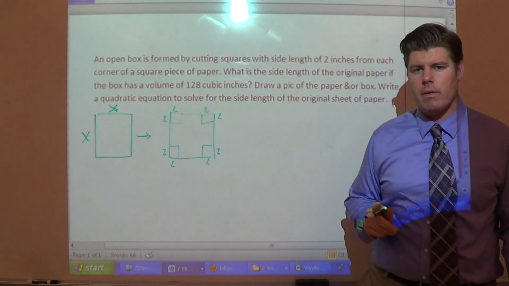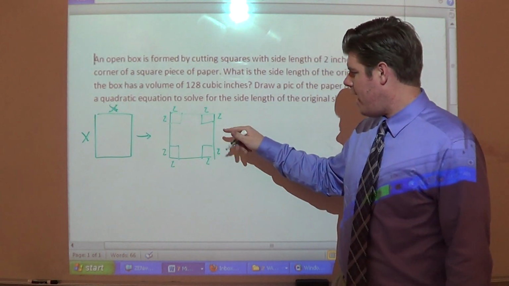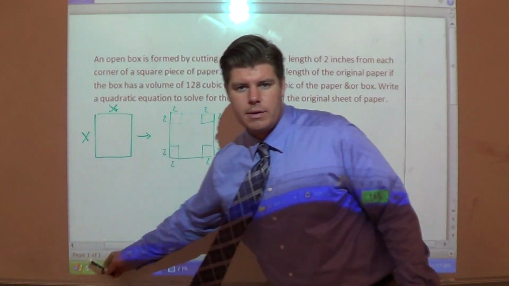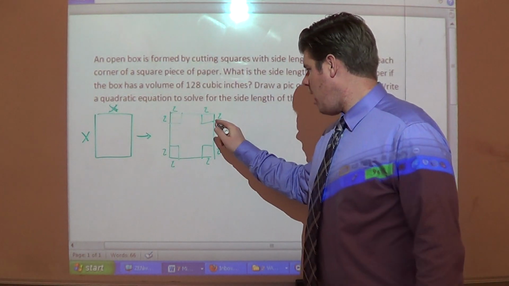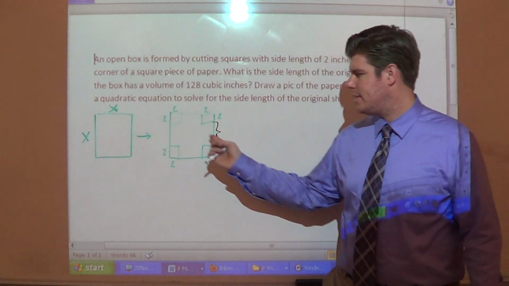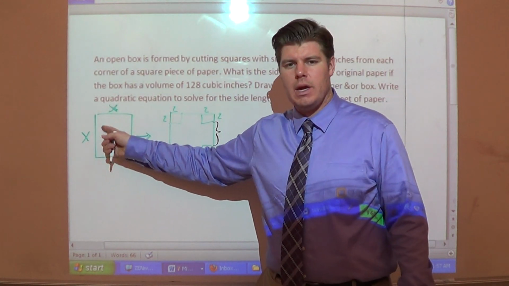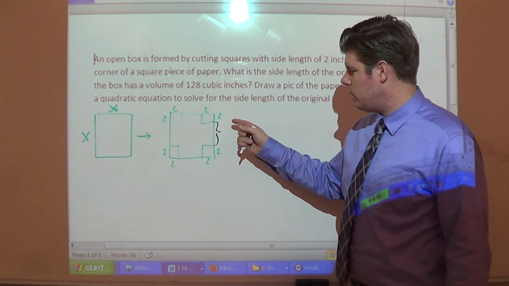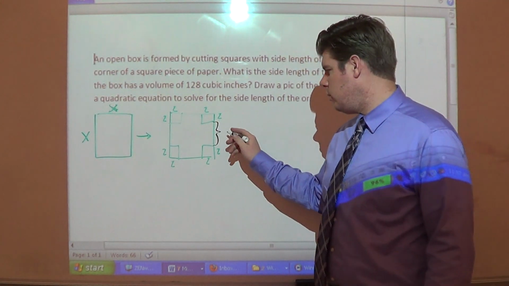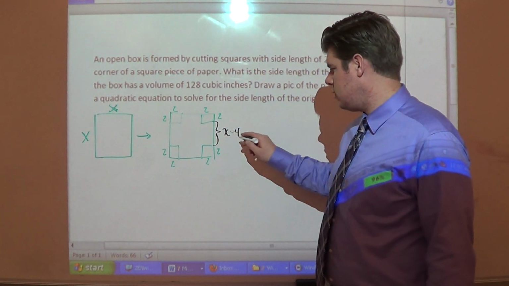So I labeled that. Now, the important thing is that if I cut 2 inches away from here and 2 inches away from here, I have this new length right in here. And I want to know, what is this new length going to be? Well, I'm going to base that off of this information over here. What I've labeled is that this total side length must be x. So when I come over here, what I'm doing to x is taking away 2 inches and taking away another 2 inches. So essentially this length is just x minus 4.